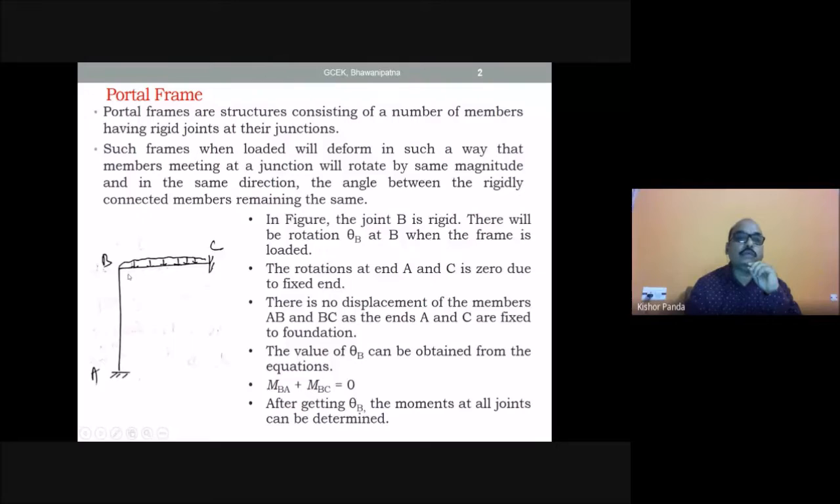So this unknown you can find out by using one equation. What is that equation? You have to take the sum of the moments at joint B equal to 0, that is, MBA plus MBC is equal to 0. Using this equation, you can find the unknown theta B. Then after getting theta B, you can find the moment at the end of each member: MAB, MBA, MBC and MCB. Like this, you can solve the portal frame.